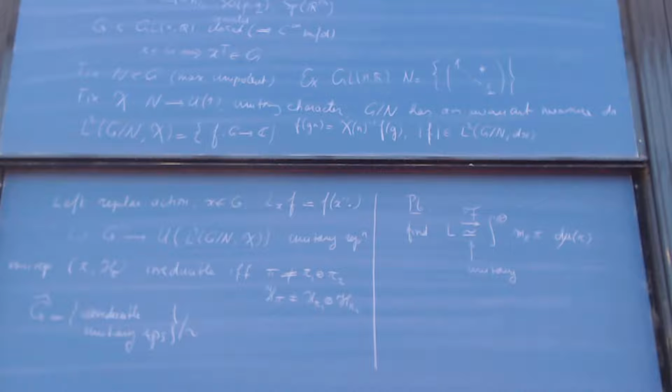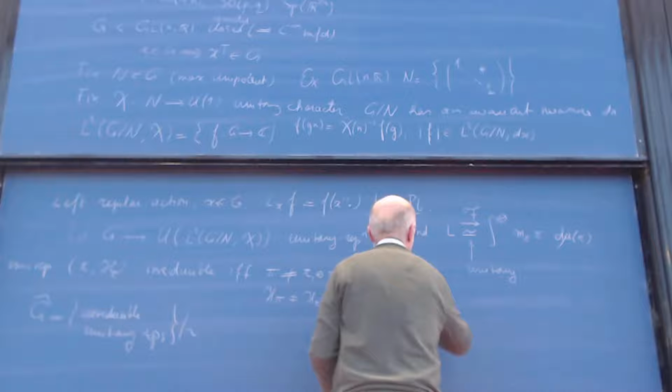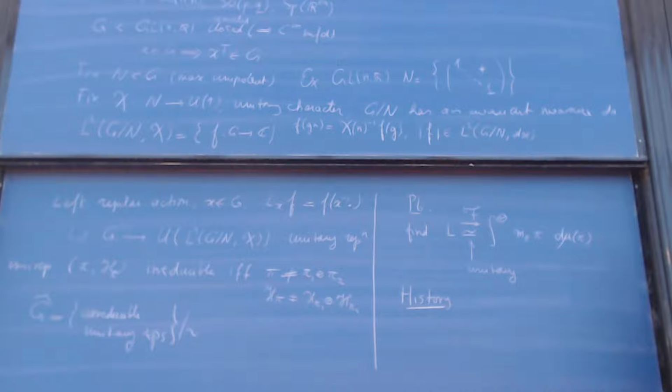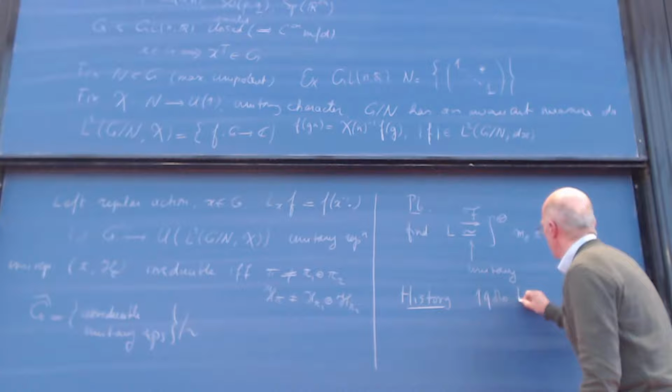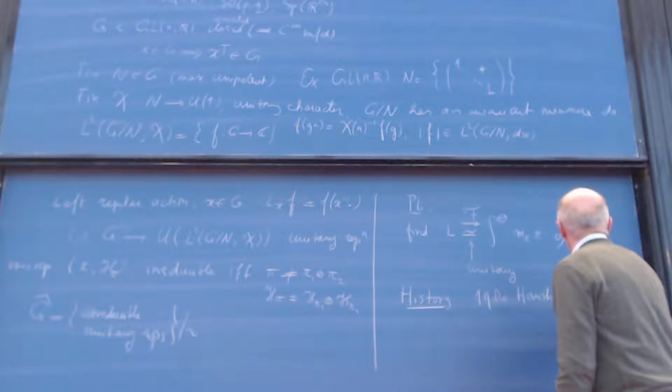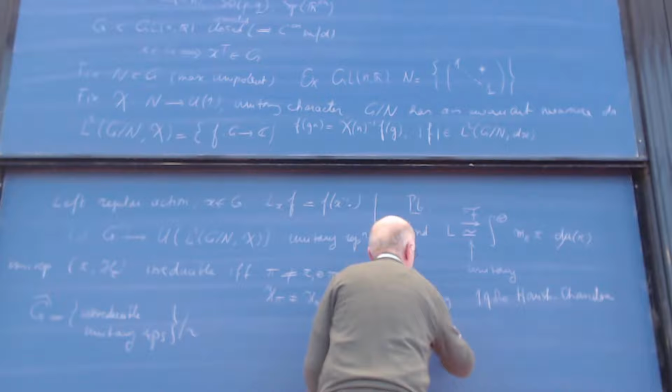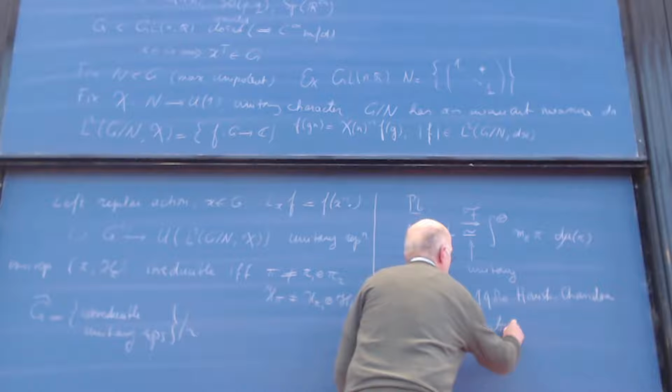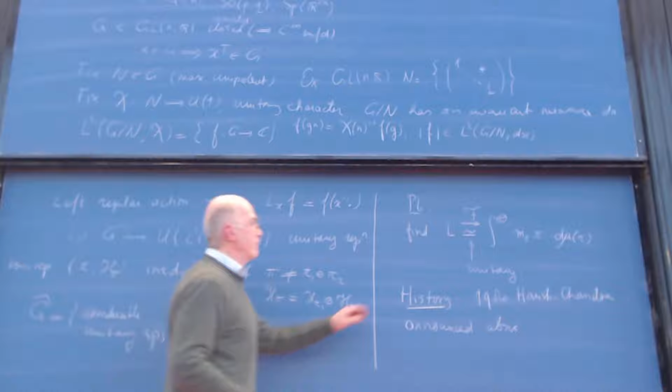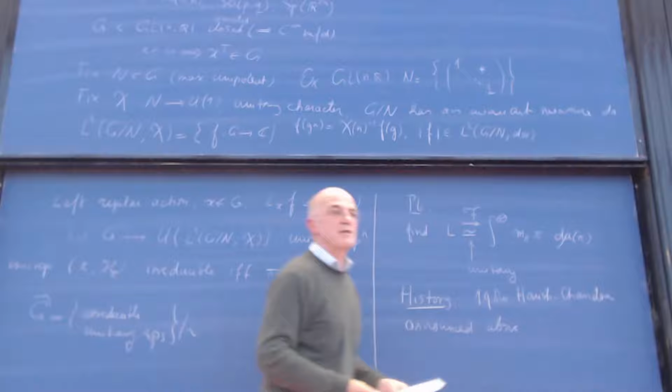understand. So let me say a little bit about the history of this problem. Harish-Chandra, the father of the representation theory of reductive groups, announced in 1980 that he had a proof of this result. He announced the precise description, he gave the precise Fourier transform, and he claimed that he had proven this direct integral decomposition.